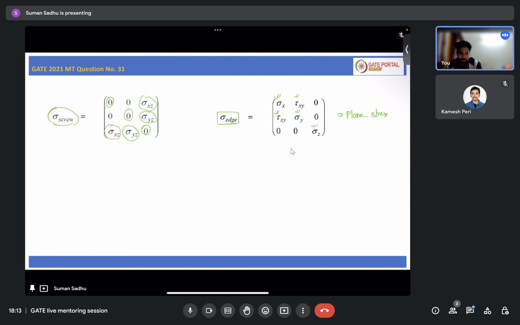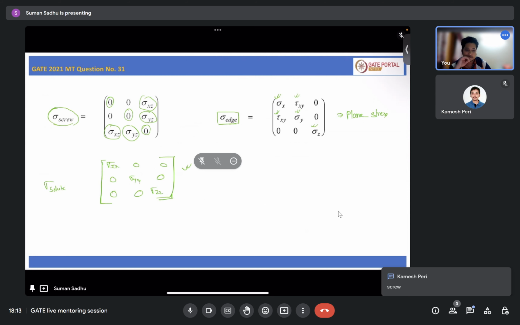Now you have a solute atom. It is creating a stress field like this: sigma xx, sigma yy, and sigma zz. All the shear components are zero because it will create a pure hydrostatic stress. So this is the stress of your solute atom. Now from this you can say in which dislocation it will interact. Will it interact with a screw or with an edge dislocation?